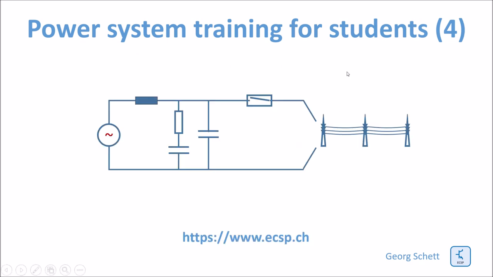In the power system training for students number 3, we have learned how we can simulate the terminal fault. This is what you can see here. A terminal fault is a fault which happens directly at the terminal of a breaker. In this case, we will have a look at the short line fault. This is a fault which happens a few hundred meters or even a few kilometers away from the terminal of the breaker. This is the most severe case of current interruption for a breaker.